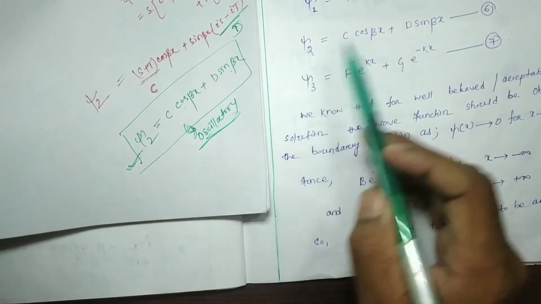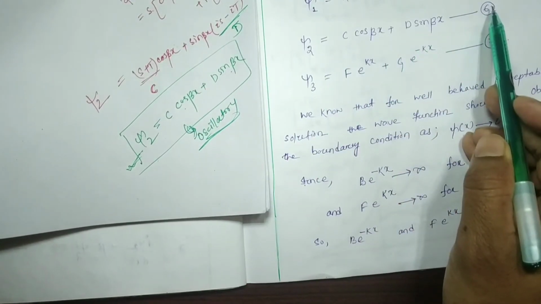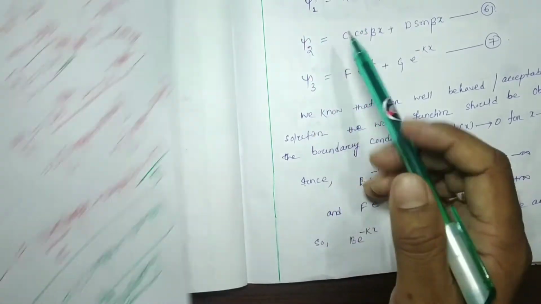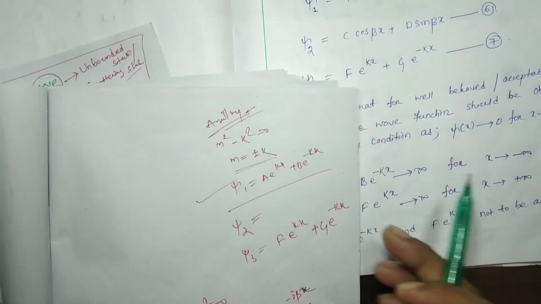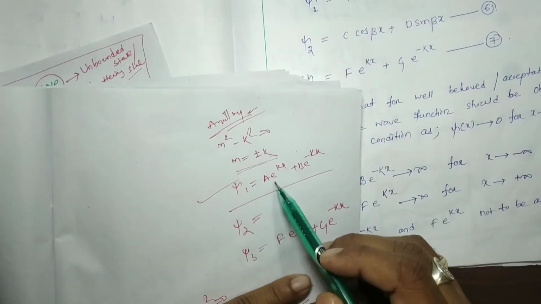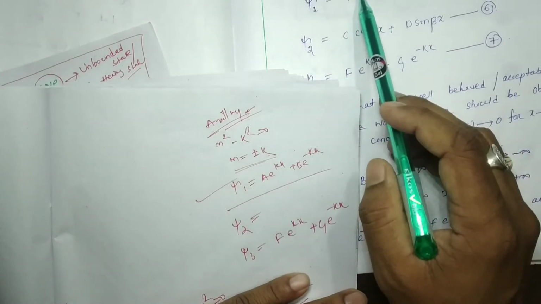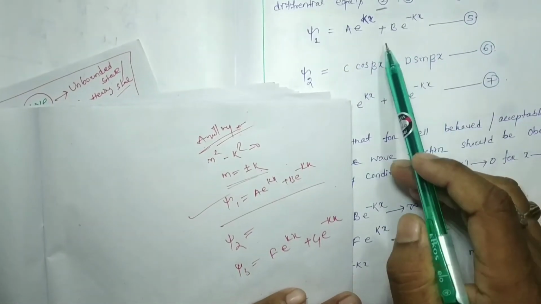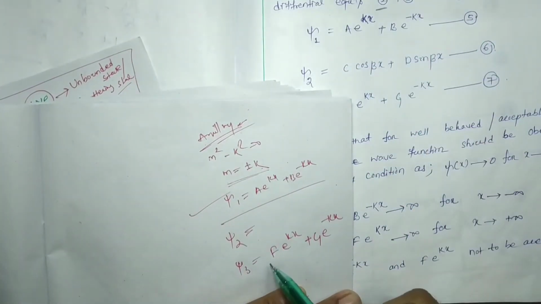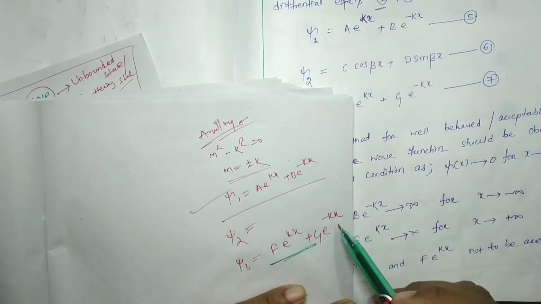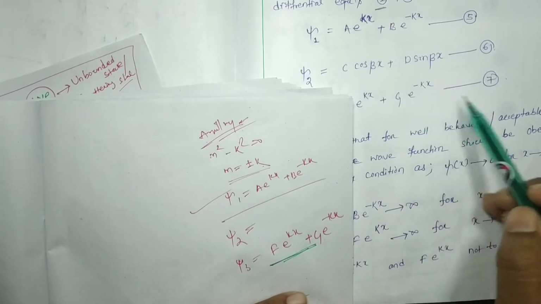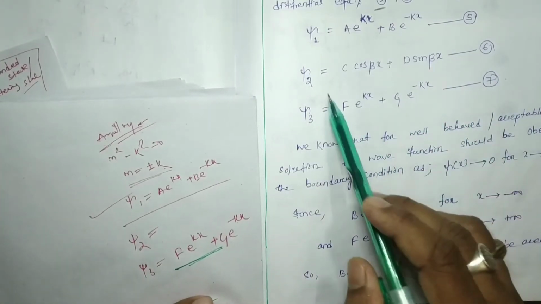Here I have written the same thing: psi 2 equals c cos beta x plus d sin beta x, let it be equation number 6. Psi 1 we found in the form of a e to the power kx plus b e to the minus kx, and psi 3 we found as f e to the kx plus g e to the minus kx. Psi 2 is this one.